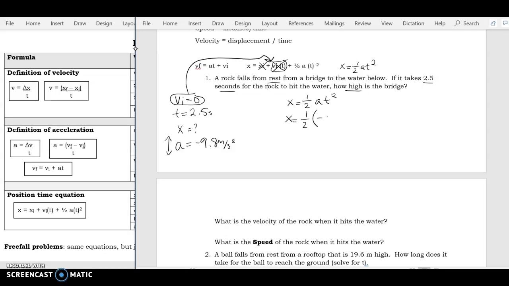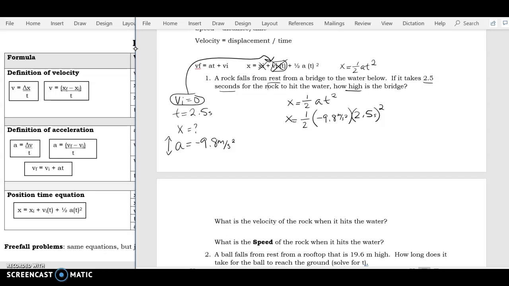1/2 A is negative 9.8. T is 2.5 seconds, and that is squared. Don't forget the squared at the end. All right, because I'm looking for x, and x is already by itself, I'm just going to plug all that into my calculator. I use 0.5 for 1/2. So 0.5 times negative 9.8 times 2.5 squared is 30.6.